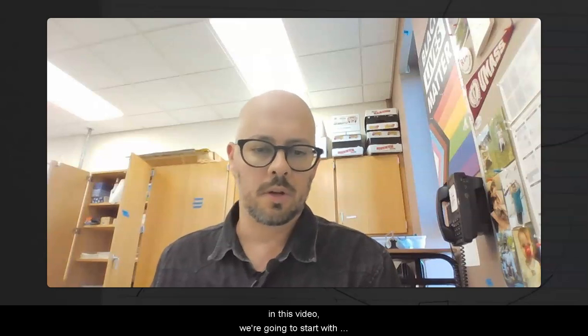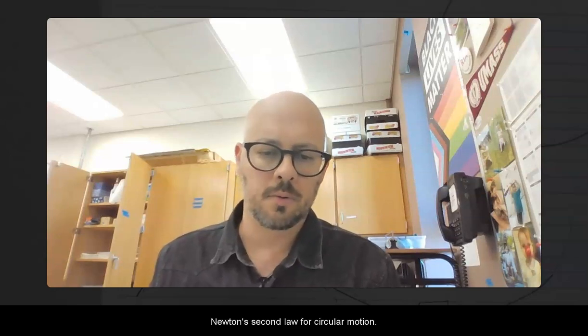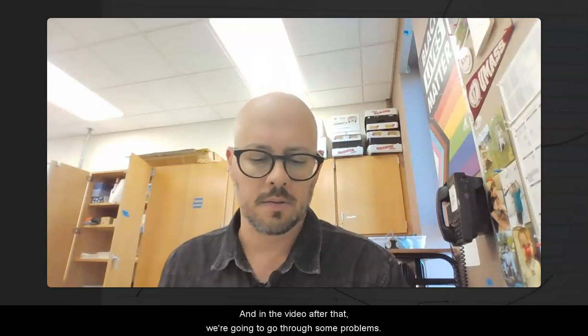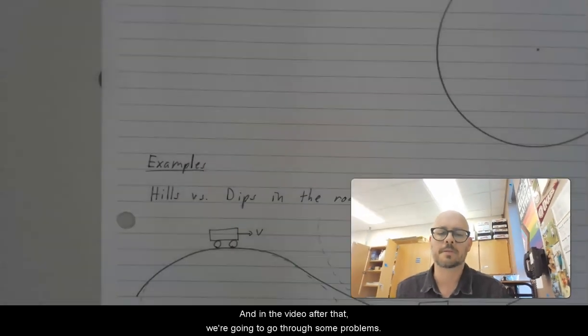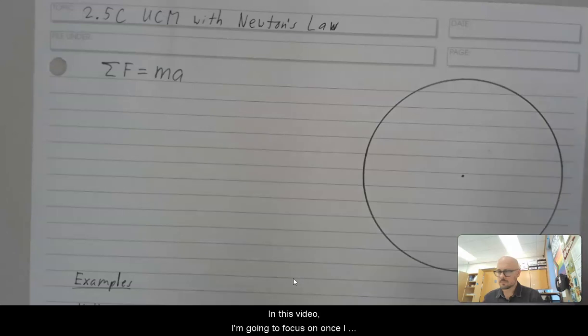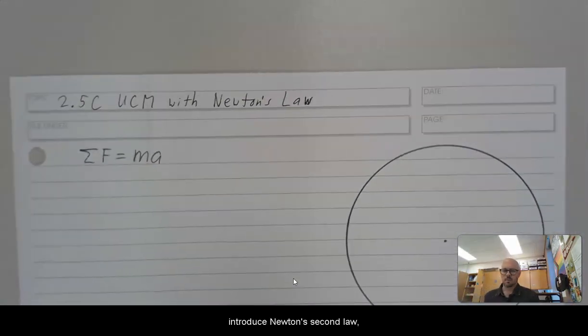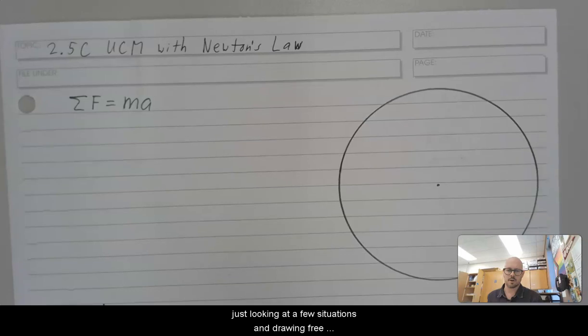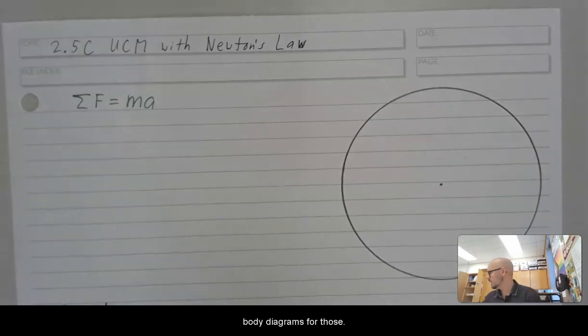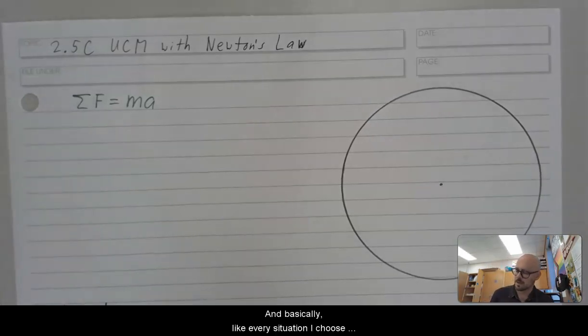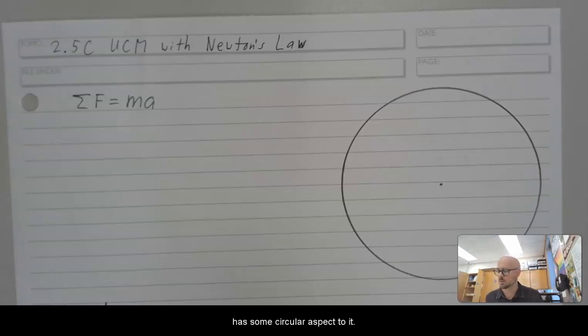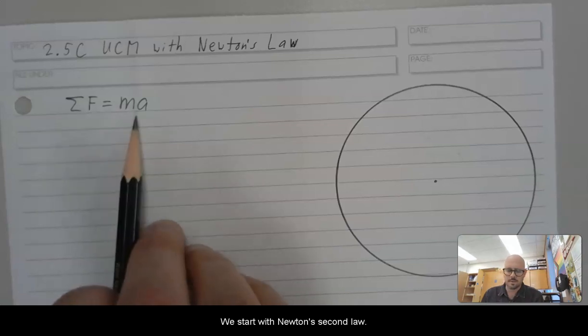Hey folks, in this video we're going to start with Newton's second law for circular motion, and in the video after that we're going to go through some problems. In this video, once I introduce Newton's second law, I'm going to focus on looking at a few situations and drawing free body diagrams for those. Basically, every situation I choose has some circular aspect to it. We start with Newton's second law.